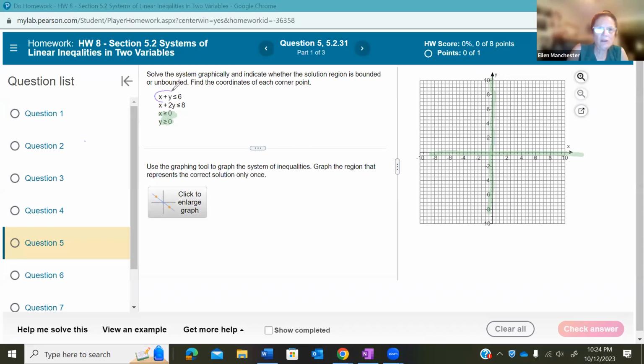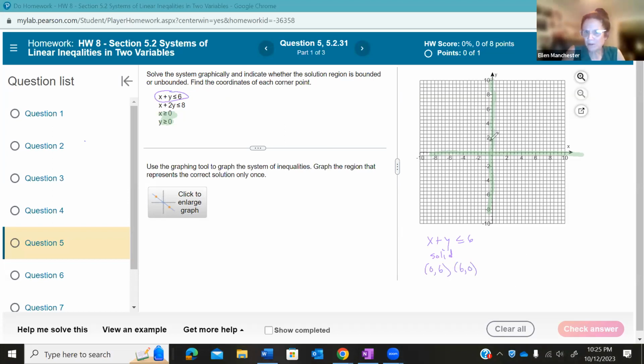Okay, so my first line is purple. I have x plus y is less than or equal to 6. This is a solid line. My y-intercept is 6, and my x-intercept is 6.